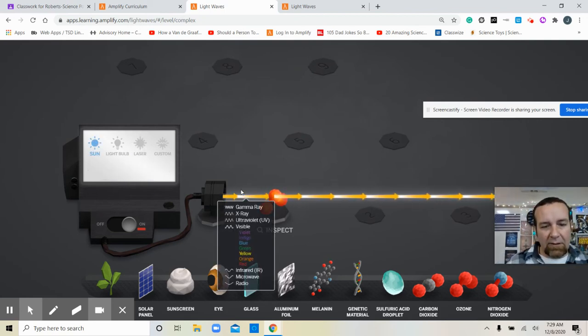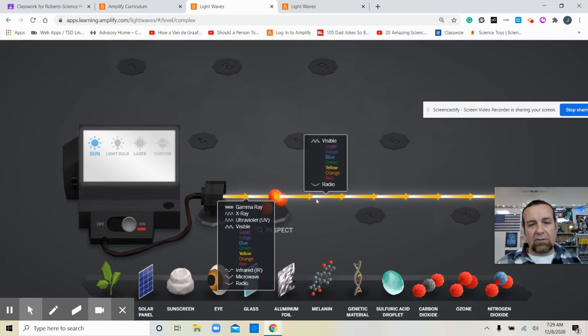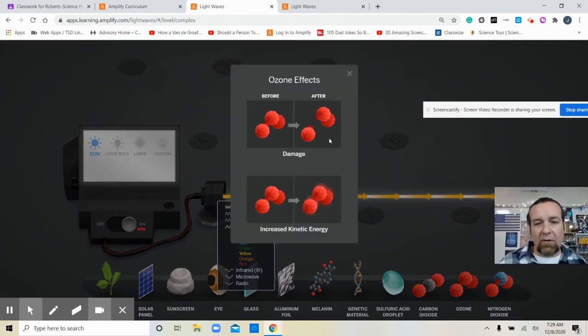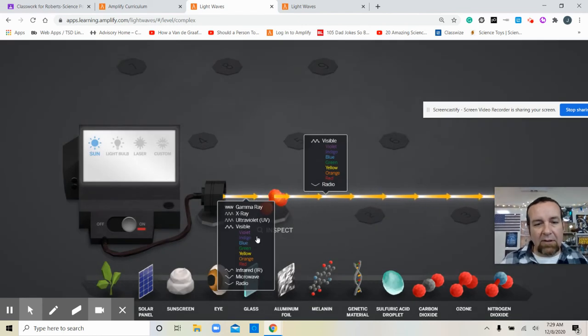So what do we got? This is everything that we're testing. What's coming out on the other side? Only visible light and radio light is going through. Everything else is being absorbed. And let's inspect. We're seeing 2 kinds of change: damage and increased kinetic energy. So just like that, with that quick little setup here, we've got it all figured out.